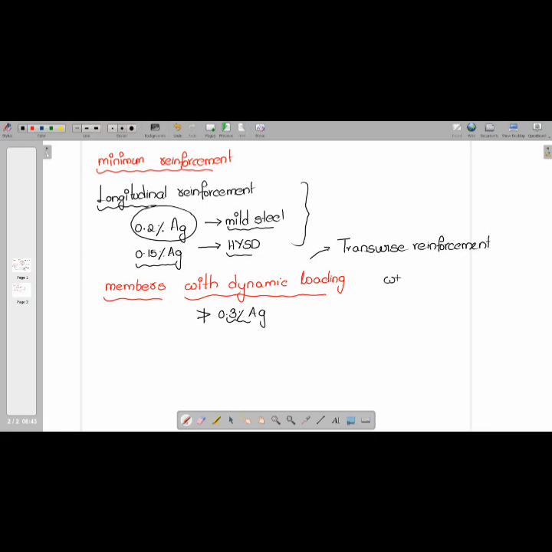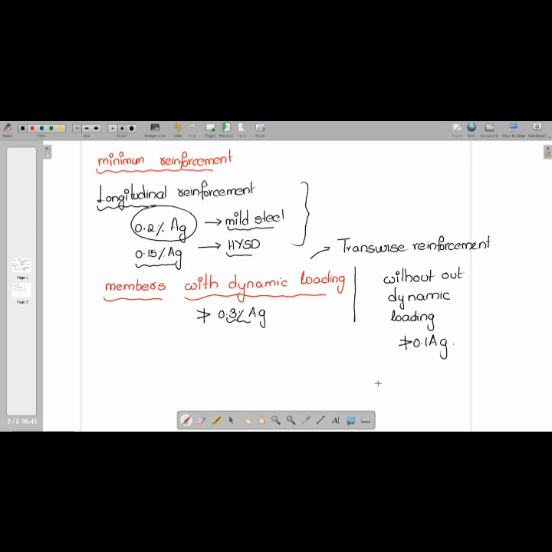And for transverse reinforcement without dynamic loading, it should not be greater than 0.1 percent of gross area. Everything is an objective question here. Members with dynamic loading should not be greater than 0.3 percent, and members without dynamic loading should not be greater than 0.1 percent of gross area.